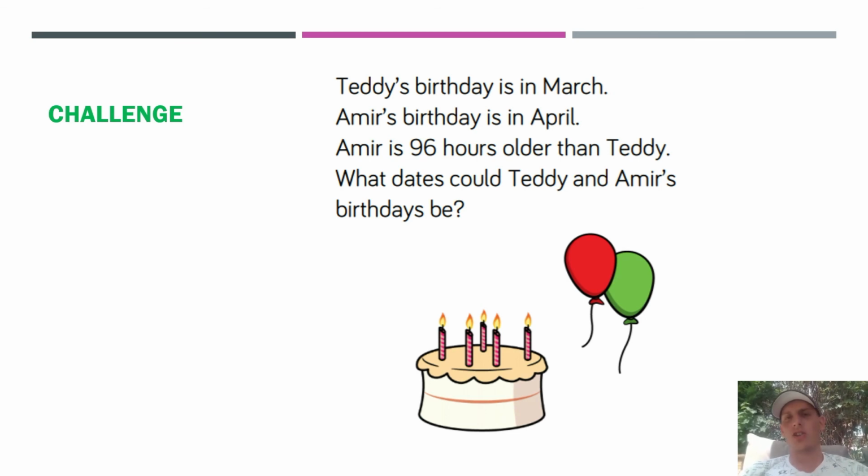Right, your challenge today is this. Teddy's birthday is in March. Amir's birthday is in April. Amir is 96 hours older than Teddy. What dates could Teddy and Amir's birthday be? Okay, this is quite challenging, I'd say, but I'm sure all of you are going to get it correct. What I would advise is using the 5-step process. If you think you can do it without it, that is absolutely fine, but I would just suggest using that.